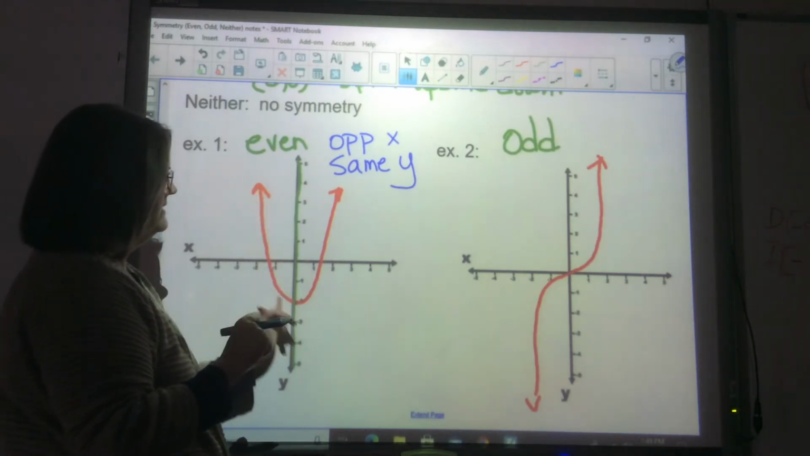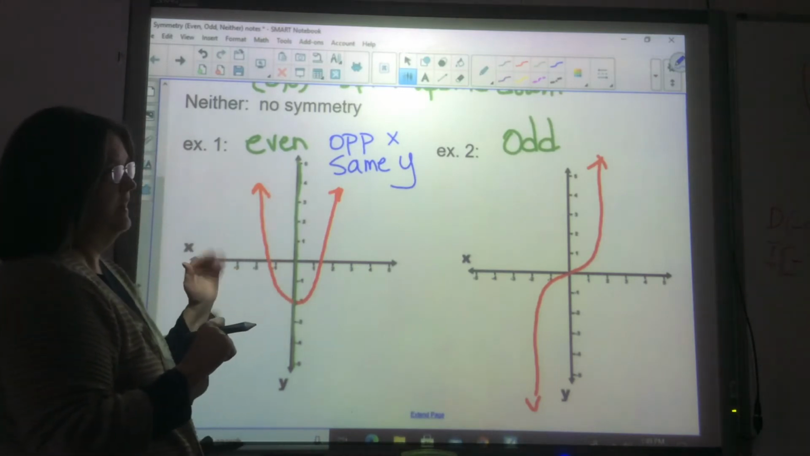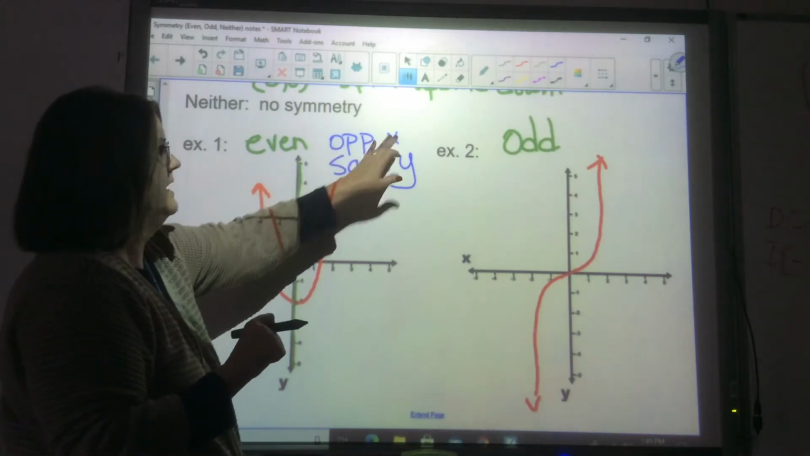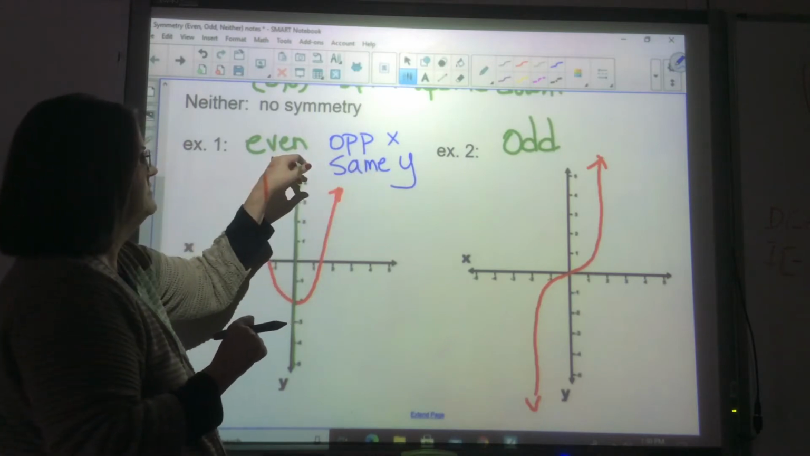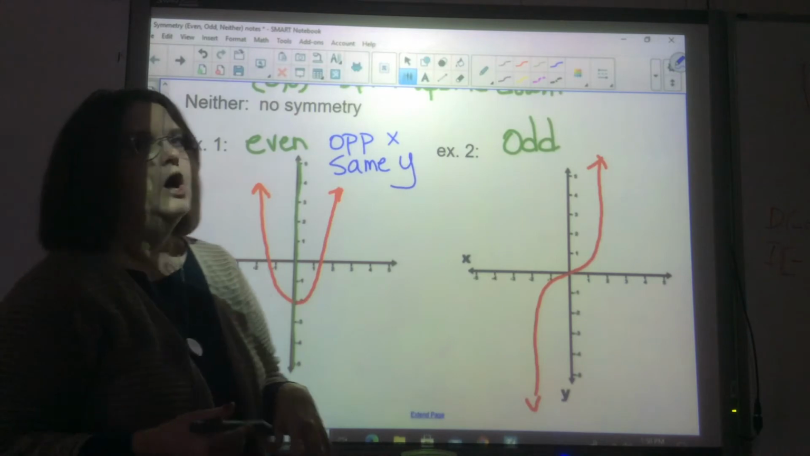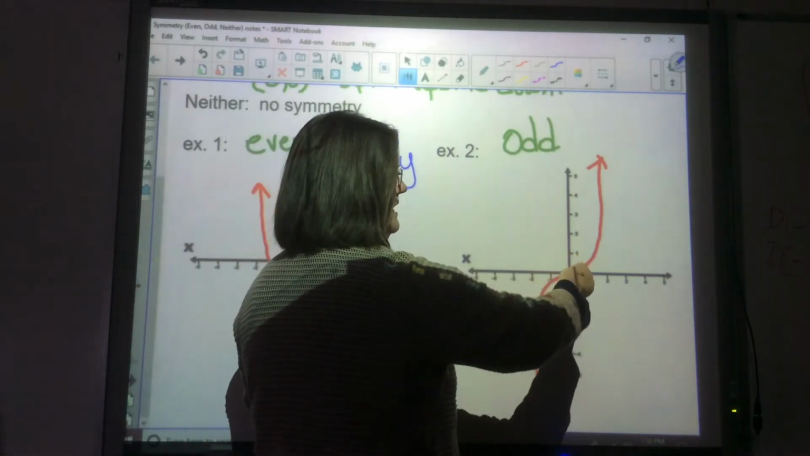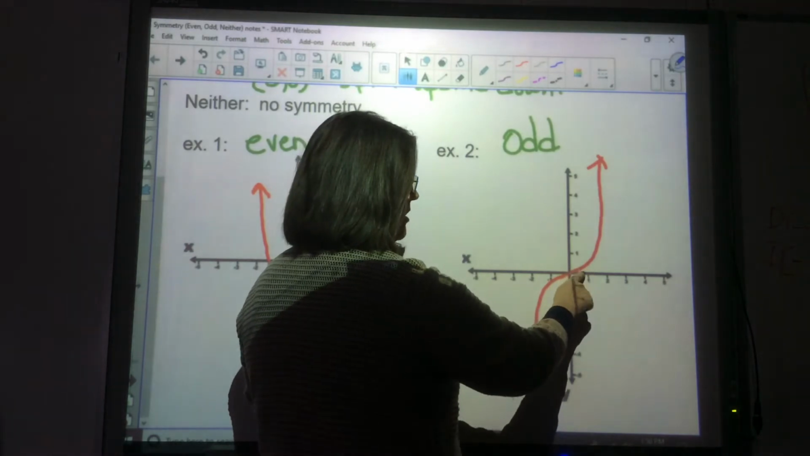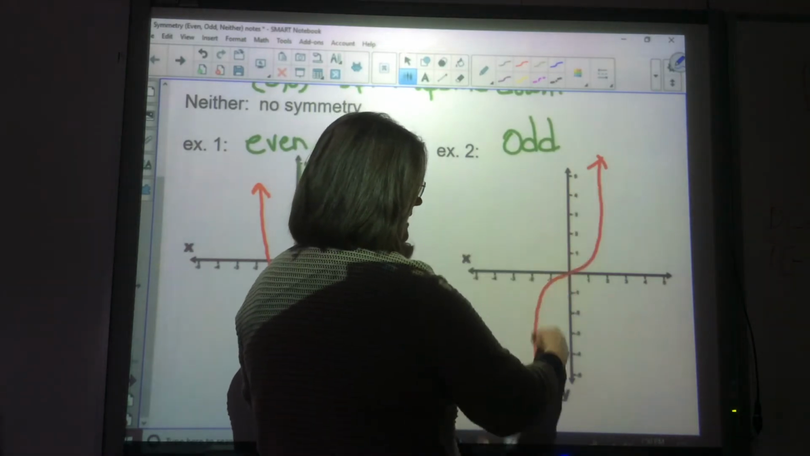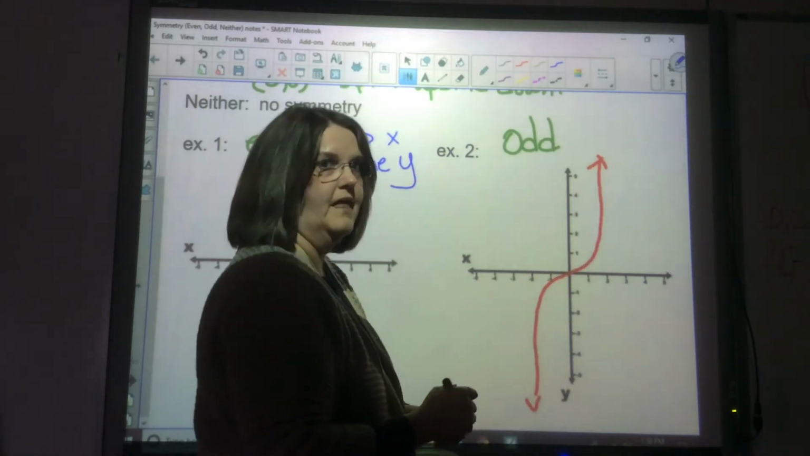But this is a hand-sketched graph, so it doesn't work as well as one that was computer generated, but you get the idea. So if opposite x values have the same y values, it's even. You can fold it on the y-axis and it touches itself. A graph that is odd, like this one, if I took it and totally spun it upside down, this part right here would land here, and this part right here would land here, and it would land on top of itself. That is odd.